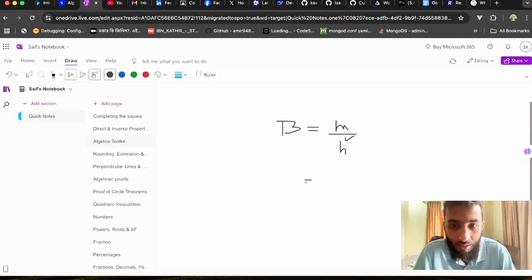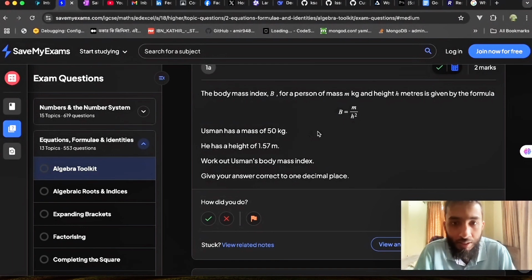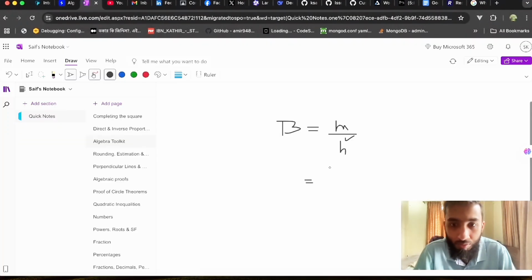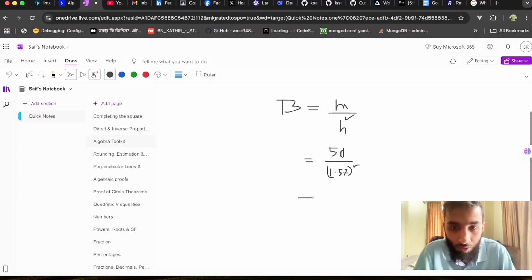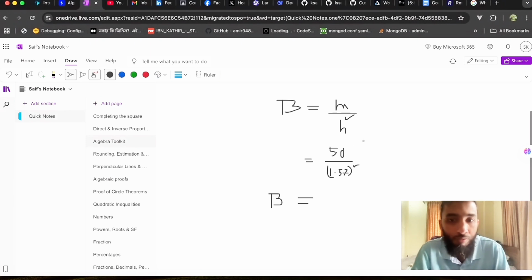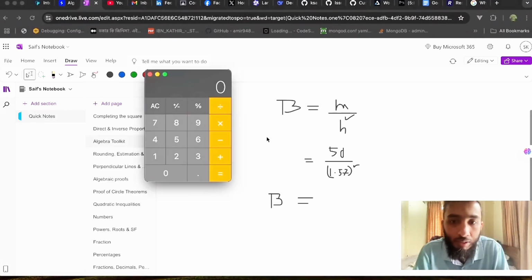What is the mass given? The mass is given as a person named Usman having a mass of 50 kg, and the height is what? 1.57 meters. So according to the formula, what do I get? The body mass index is 50 divided by 1.57 square. If I use the calculator and first multiply 1.57 by 1.57 to get the square, it's 2.4649. So 50 divided by 2.4649 is 20.284.